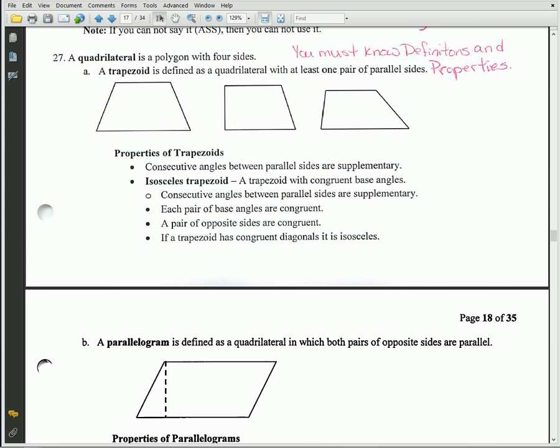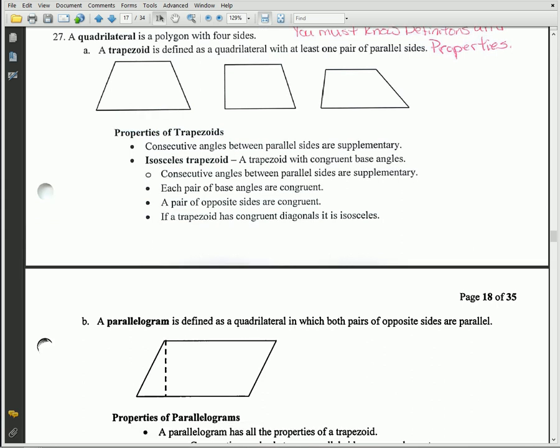A quadrilateral is a polygon with 4 sides. Now remember, the sides are line segments. They are not curved. The first one is a trapezoid. A trapezoid is defined to be a quadrilateral with at least one pair of parallel sides. Now, I've given you 3 examples of trapezoids. All 3 are valid. The first one is an isosceles trapezoid, where those 2 sides that are not parallel are congruent, and it has additional properties. Okay, and I'm not going to read through all this. I'm assuming that you're in college and you can all read.